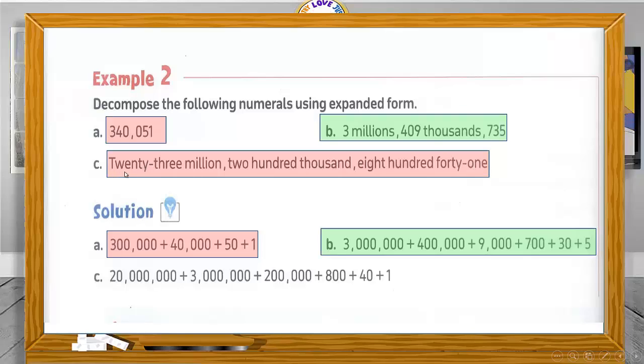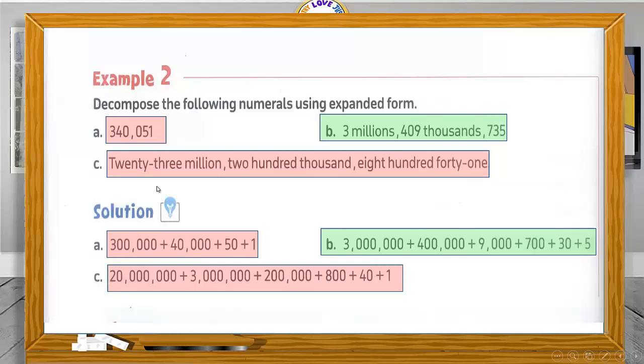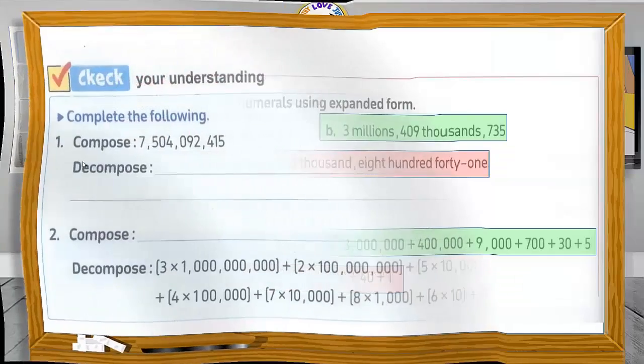Last one, 23,200,841. 23 million: write 20 million, 3 million, 200,000, write 200,000. 800, write 800. 40, write 40. 1, write 1. So easy. You can decompose or compose any number.